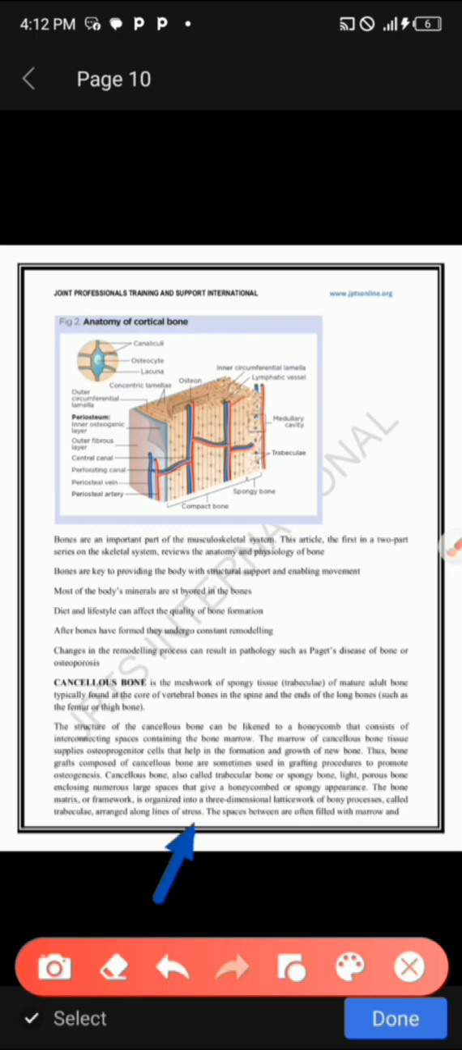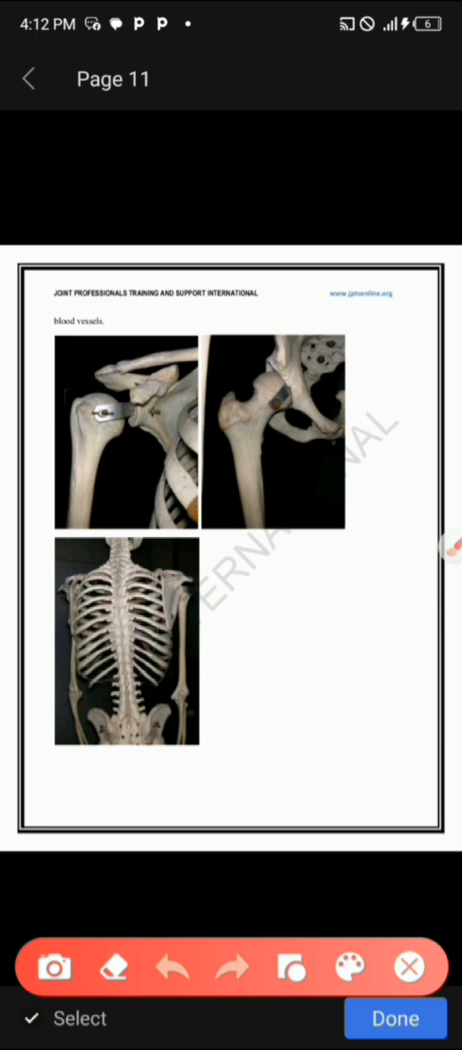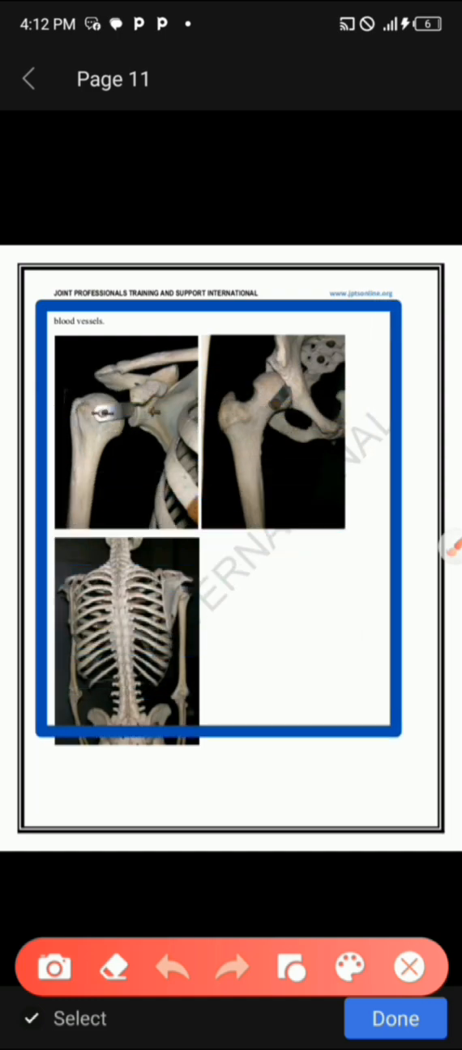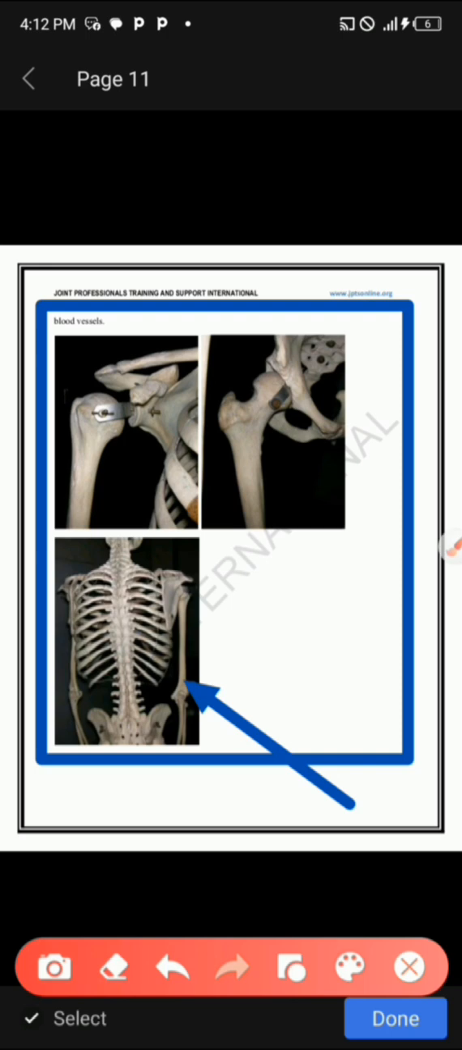The spaces between them are often filled with marrow. In this aspect, we are talking about marrow. When you look at the picture of this diagram, you see the marrow inside the bone. Marrow helps in the support of the bone. Marrow will enable the bone to grow strong. Marrow is in the form of fuel in bone because it supports the bone to perform its functions efficiently.